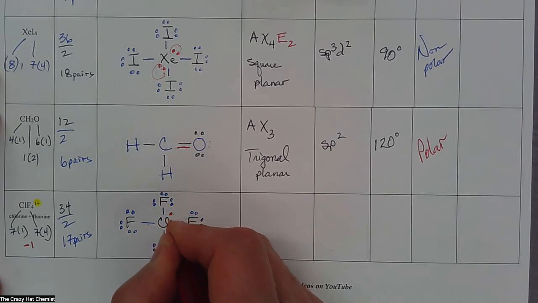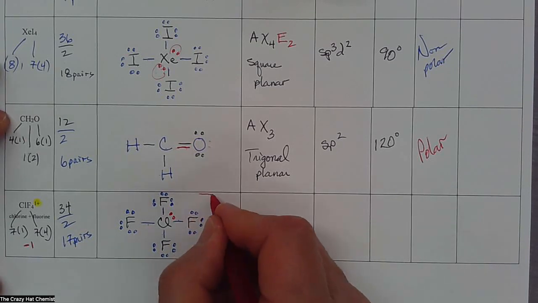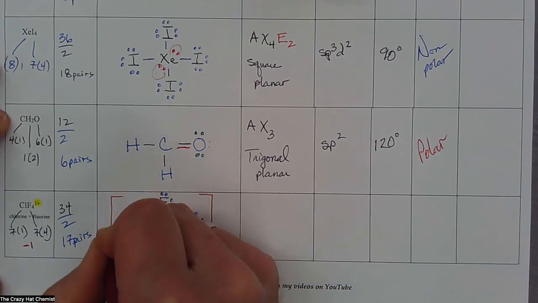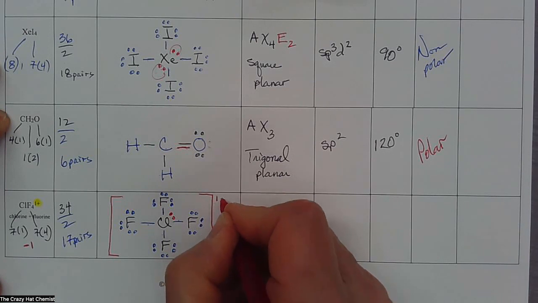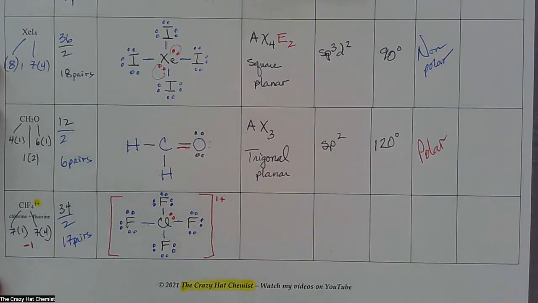And then my last pair is going to go on that central chlorine for my 17th pair. Additionally, I'm going to have brackets around this because it has a charge, and that charge is a 1+. I'm going to have that in the upper right-hand corner like thus. So there is my Lewis dot structure.